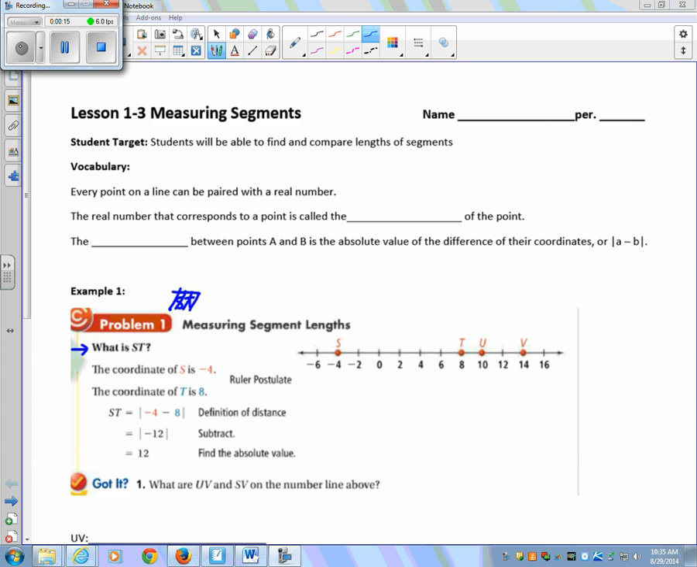Every point on a line can be paired with a real number. That real number on a number line that corresponds to the point is called the coordinate of the point. And the distance between the 2 points is the absolute value of the difference of their coordinates, or as we see, A minus B.